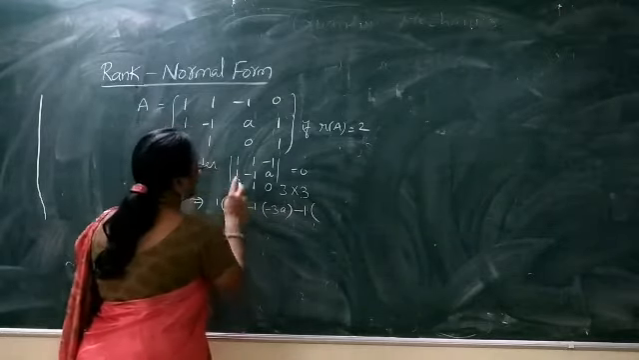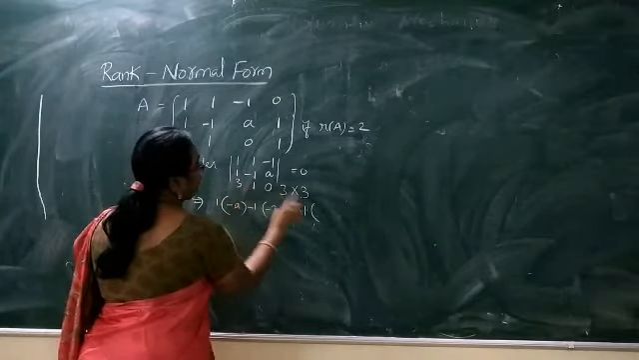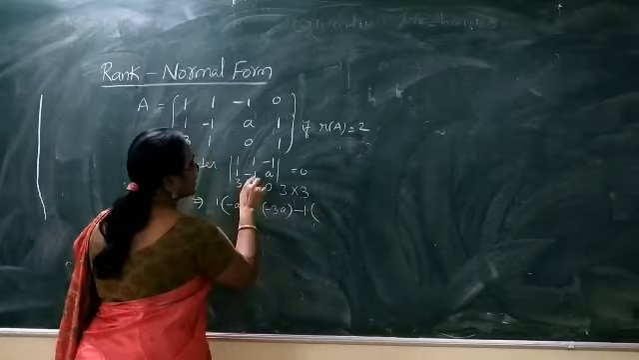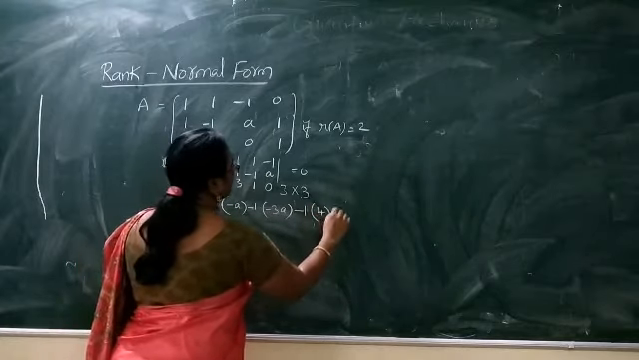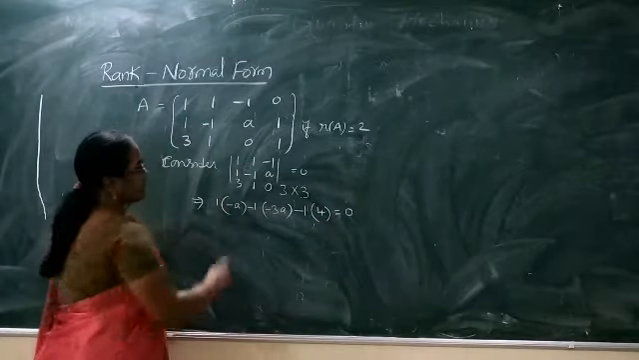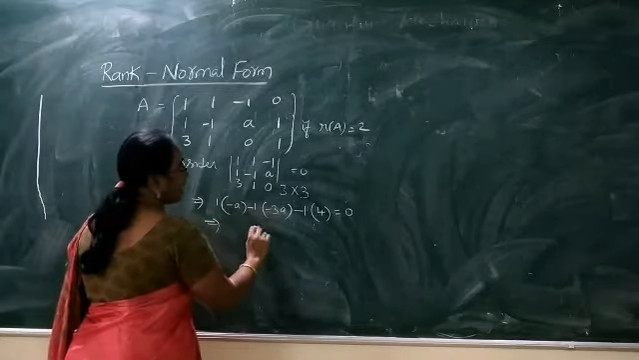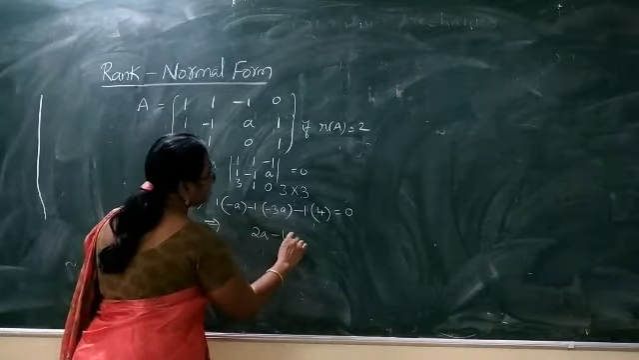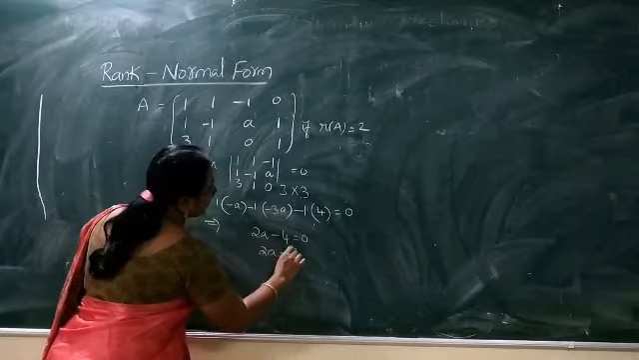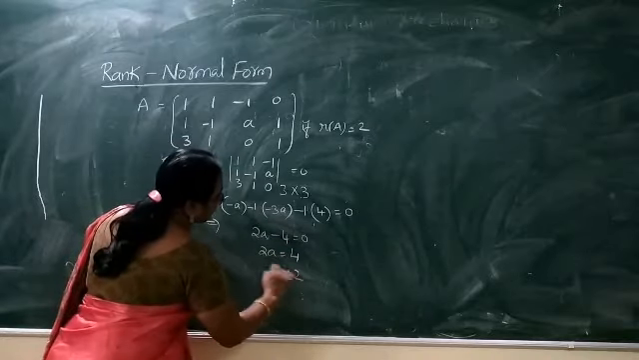So minus 1 of 1 into 1, 1 minus of minus 3. It is 1 plus 3 becomes 4. Is equal to 0 on the right side. So when we simplify, we have minus A plus 3A. We have 2A minus 4 equal to 0. So 2A is equal to 4 and A is equal to 2.